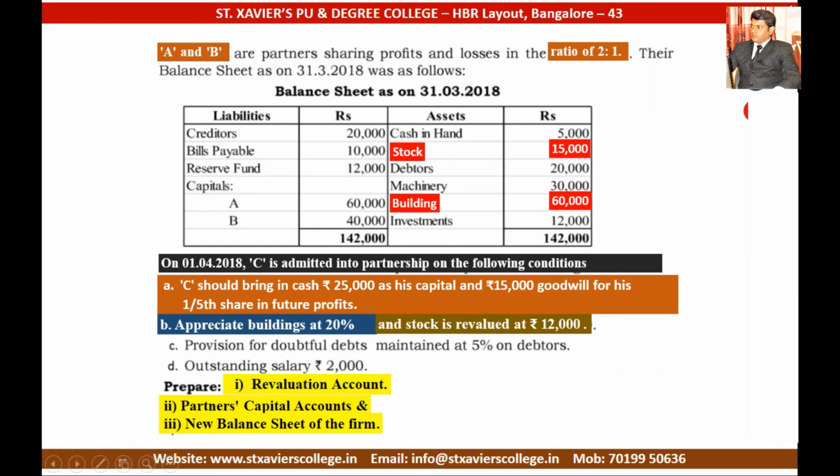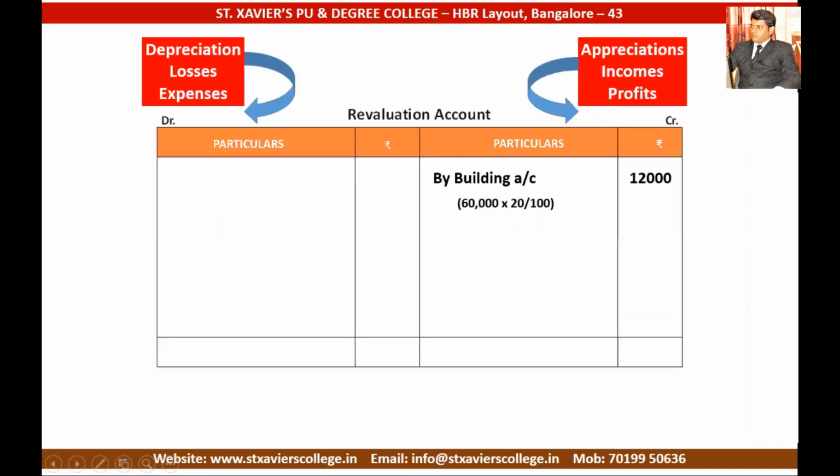So any loss should be taken under revaluation account. At the debit side, you can see all the losses or depreciations will be taken at the left-hand side. I'm taking to stock account. Earlier it was 15,000. The value now is 12,000. There is a decrease in the value. The decrease in the value has been taken as 3,000.